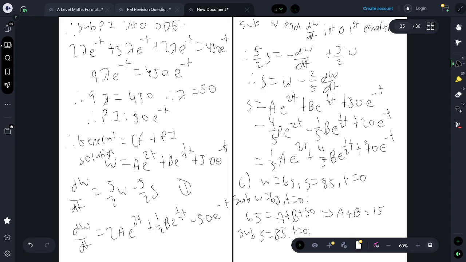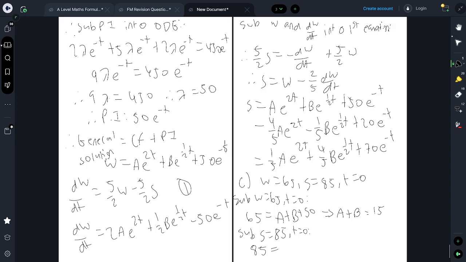But anyway, T is 0, so that means 85. That's going to be for S here, so that's going to be a fifth A plus 4 over 5 B plus 70. And then that means a fifth A plus 4 over 5 B is going to be 15, right? Okay, now we can solve them simultaneously. So A plus B is 15, 0.2A and 0.8B is 15.